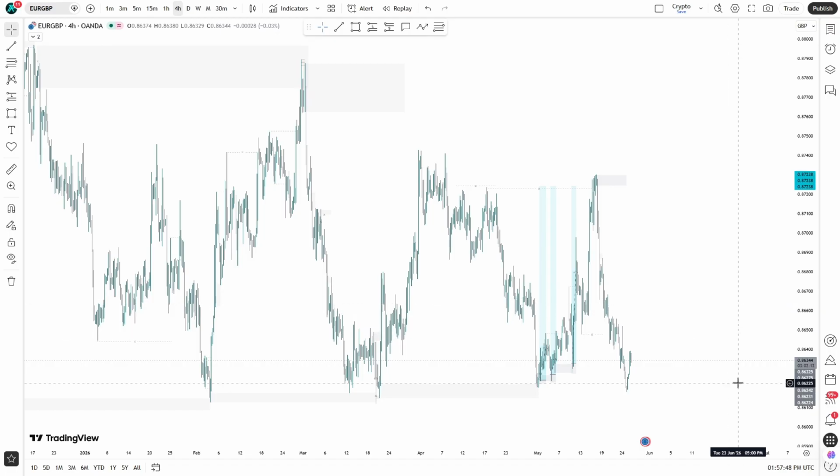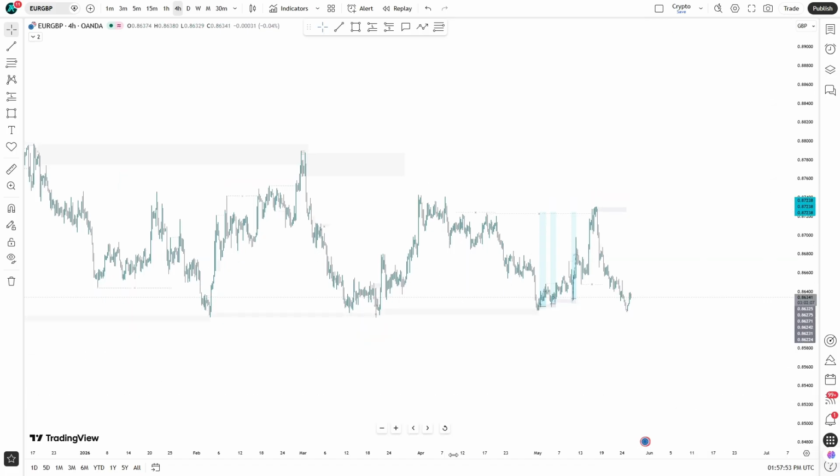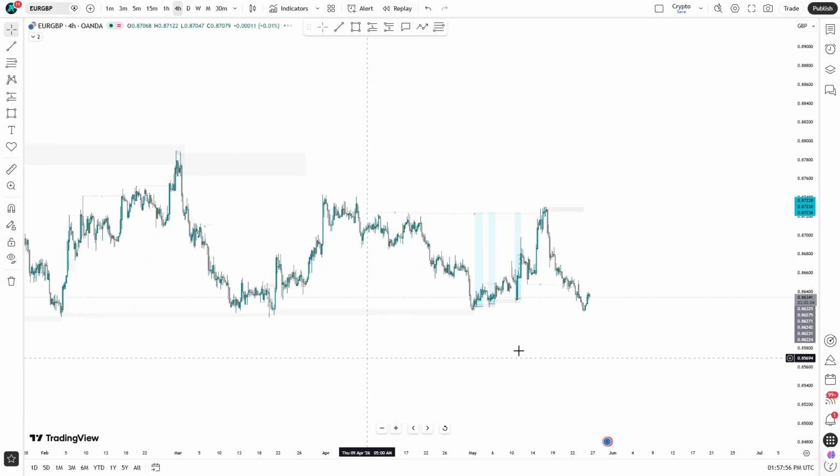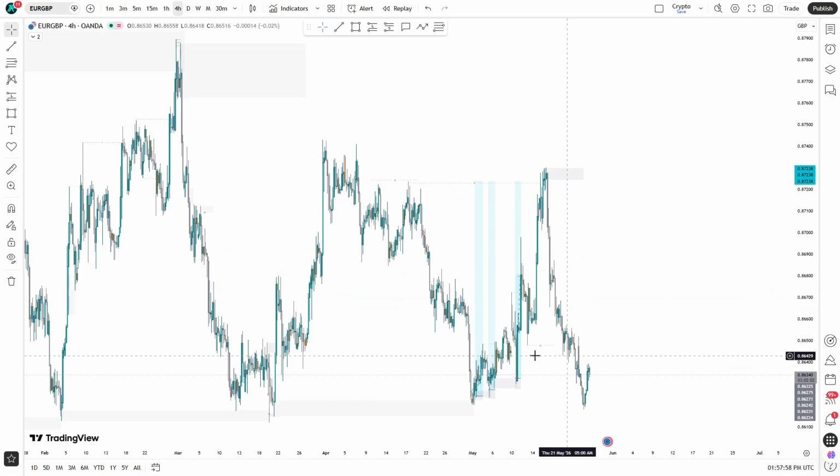Today, we are going to do a case study on EURGBP. As you can see on the chart, we are currently on a downtrend. So, what we are trading is actually a pullback in the market.